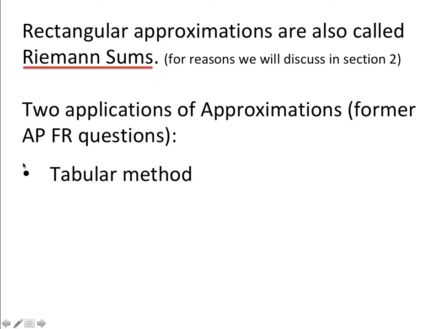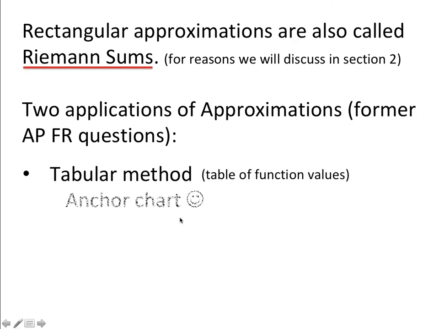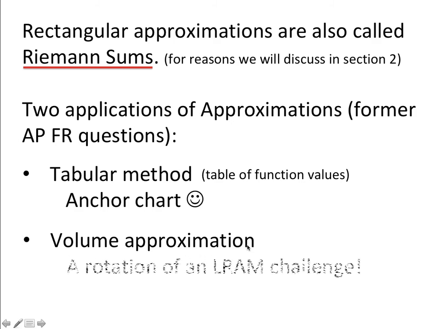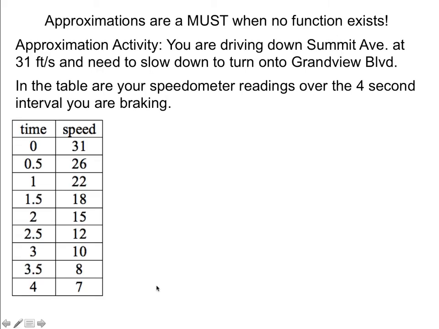A tabular method, which is just what we got done doing, where they give you a table of values. We made the table, and they asked you to do the approximation. And we're going to do an anchor chart of that in just a moment, and then a volume approximation. And we'll talk a little more about that tomorrow, or on day 2 of section 5.1.